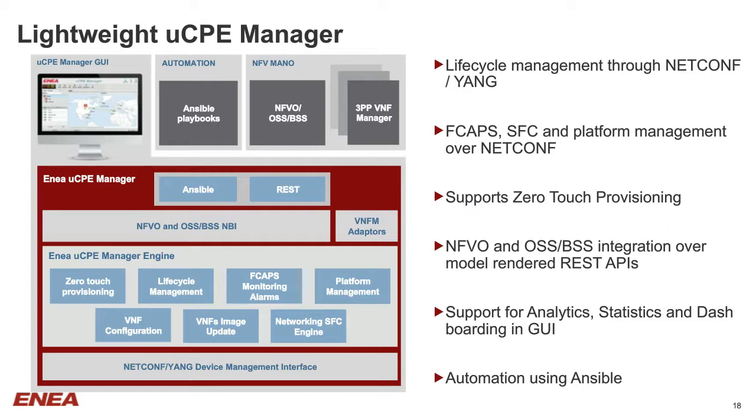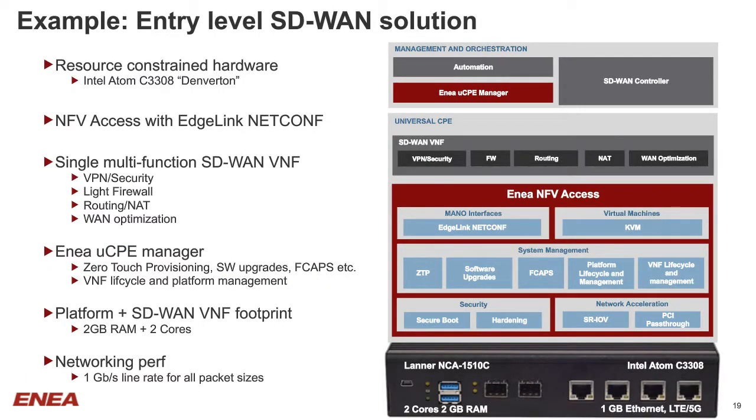We've spent some time building an example of a low-end SD-WAN solution using LANner hardware. So let us look at that on the next slide. This is an example of what a low-end or entry-level SD-WAN solution would look like using LANner hardware and software, a partner SD-WAN VNF, and our UCP Manager. Here we've used the example of LANner's NCA-1510C, which is Intel Atom Denverton C3308 based 2-core hardware, so very low on hardware, capable of low end.